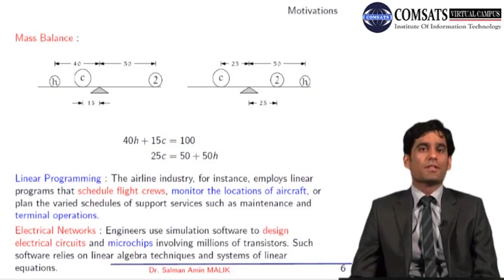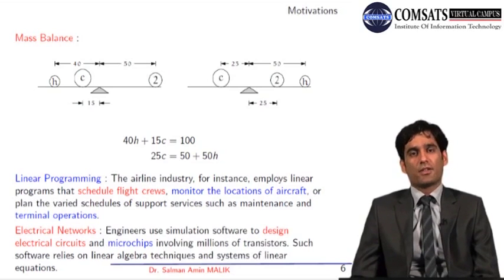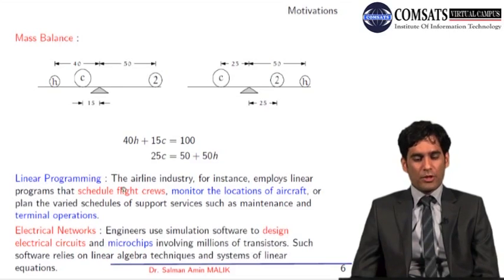Of course, a human being can't solve a system of linear equations with, let's say, 10,000 equations and 10,000 variables. These are the jobs of computers. So in linear programming, the airline industry, for instance, employs linear programs that schedule flight crews, monitor the locations of aircraft or plan the varied schedule of the support services such as maintenance and terminal operations.